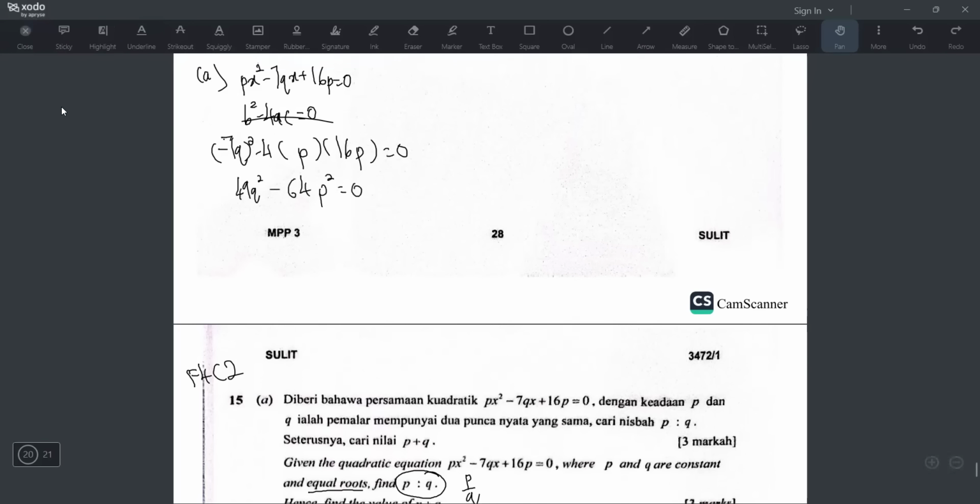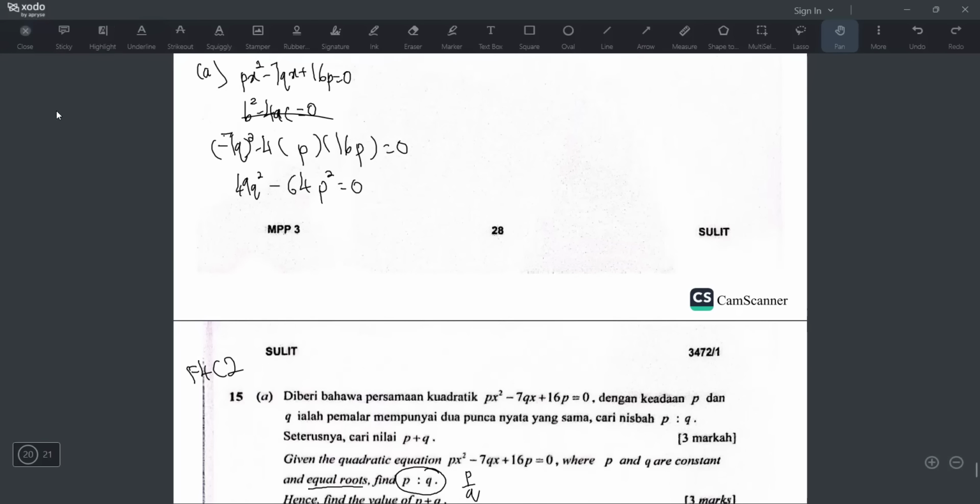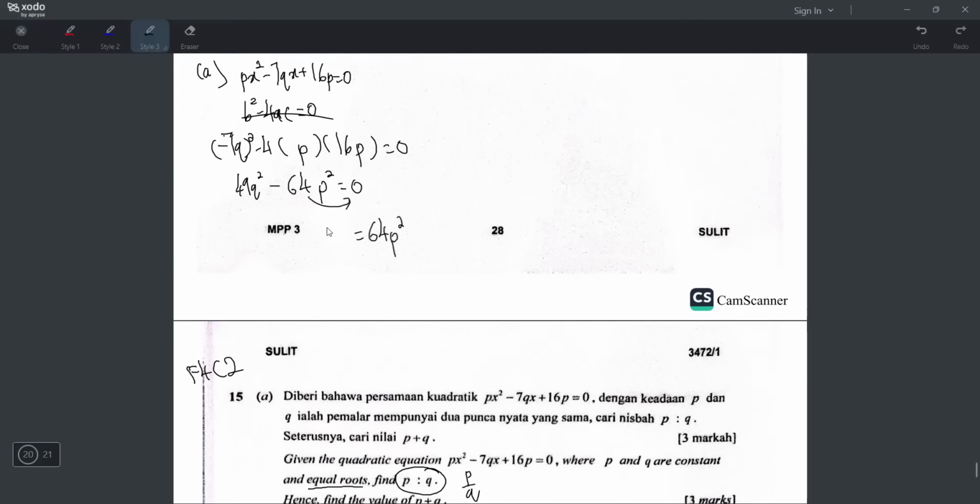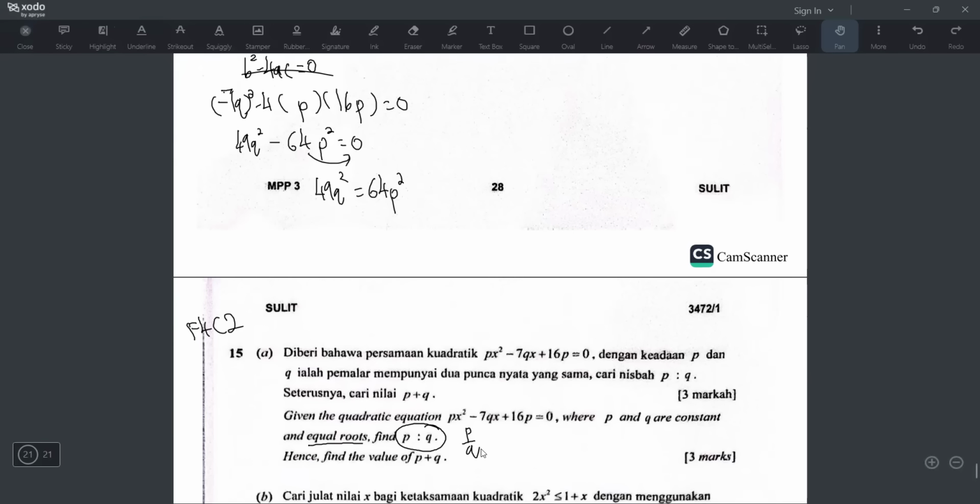But don't forget, we want p over q. And I told you already, you want the p on one side, q on the other side. So how to make it p on one side? So I think I will pindah this lah, so that it's both positive, right? So now it's like both side positive. 64 p square here, 49 q square here, right? Okay, now it's already p on one side, q on one side. So now we will work towards p over q.